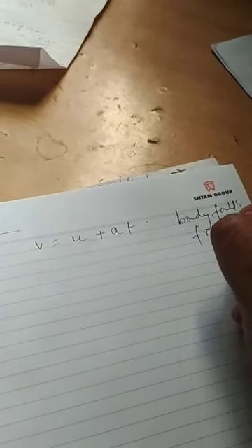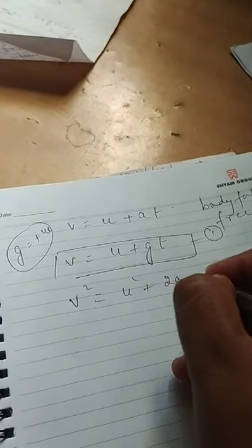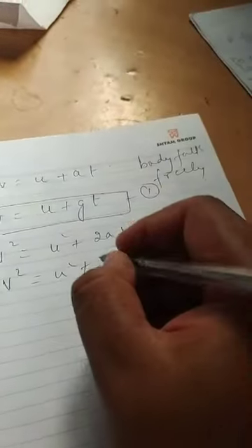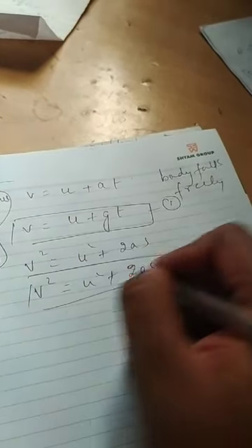And this also affects Newton's equations of motion, like v is equal to u plus at. This is the first equation of motion. If the body falls freely, then g will be positive, so v is equal to u plus gt. This is the first equation. Second equation, v square equal to u square plus 2as. In place of a it will be g, that is plus g if the body is falling freely, so this will be v square equal to u square plus 2gs. So this is the second equation of motion.